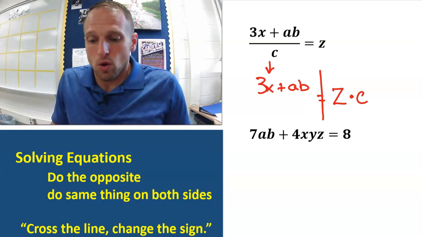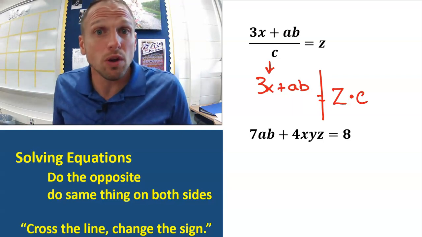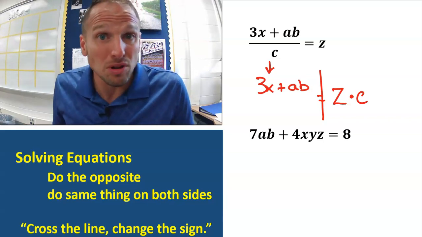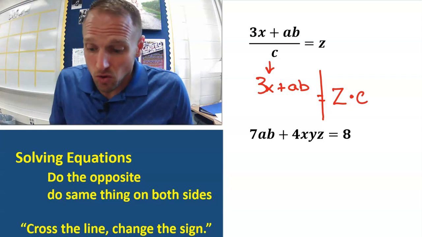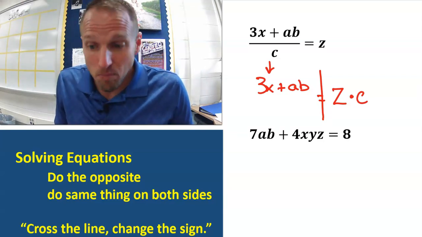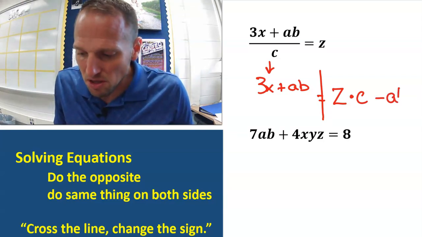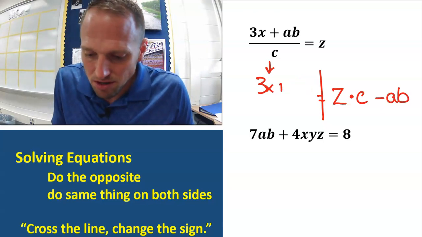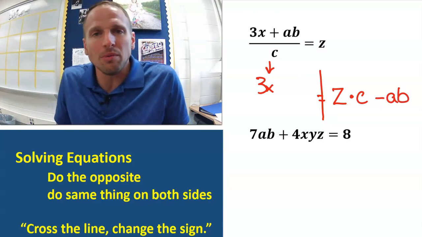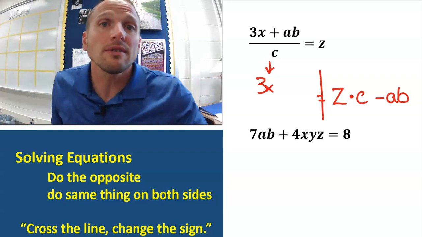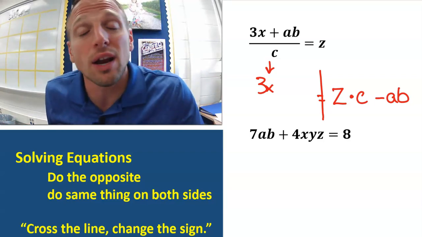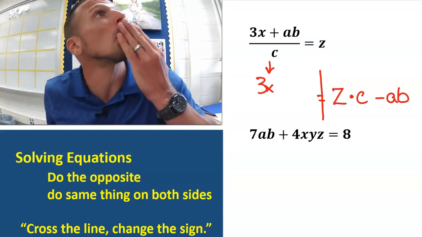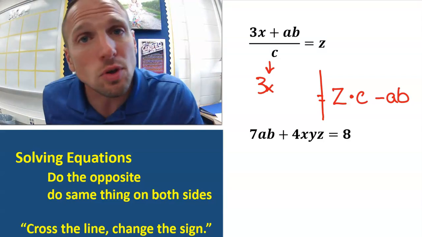Okay, now we've got to get to the X. So what can we get rid of? Let's get rid of that plus AB. What's the opposite of plus AB? Cross the line, change it to a minus AB. Right? That's no problem at all. And look at this. We're down to one step left. How do we get rid of that C? Or, I'm sorry, how do we get rid of that 3? Almost a yawner here. Oh, so easy, right?